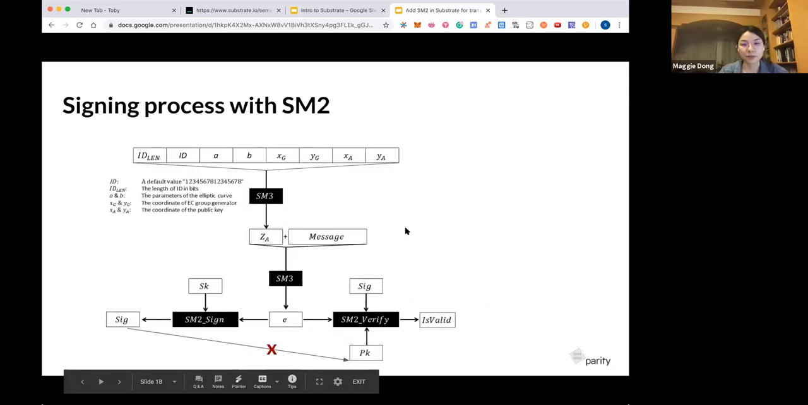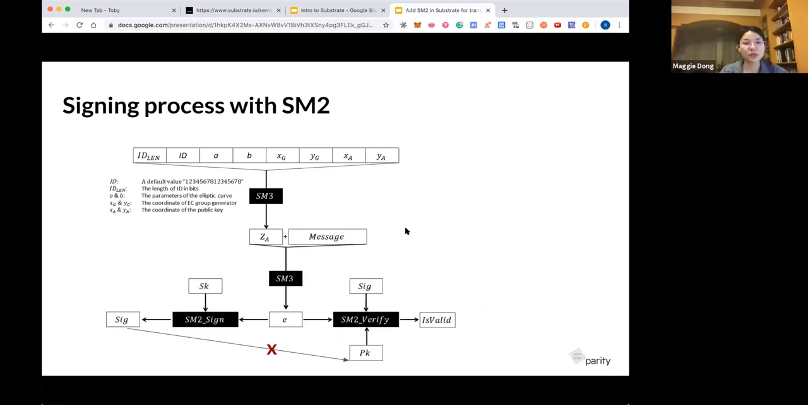But with SM2, it's a bit more complicated. This doesn't matter. It's just some manual rules, I think defined by maybe the Chinese government.